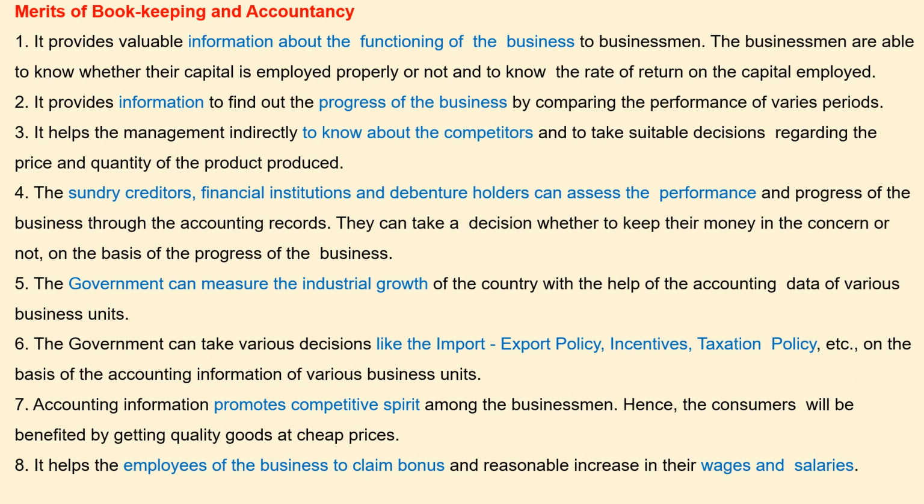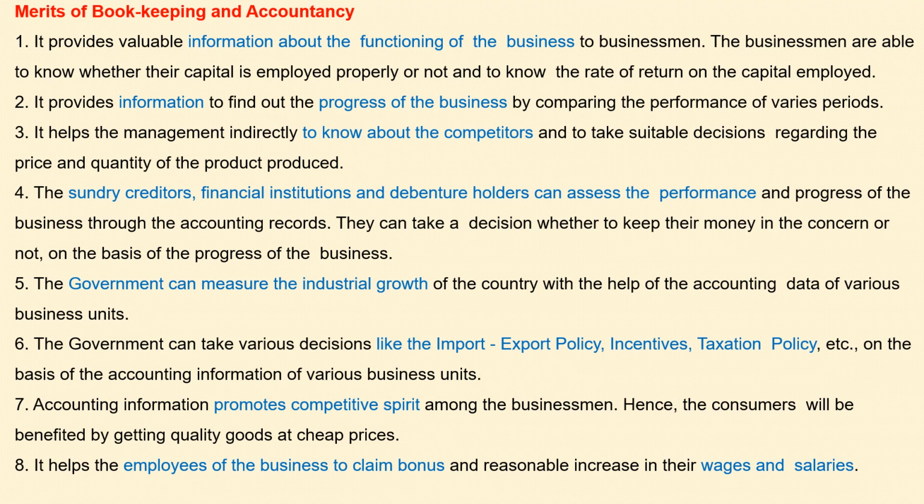Then, fifth one, the government can measure the industrial growth of the country with the help of accounting data of various business units. Sixth one, the government can take various decisions like the import-export policy, incentives, taxation policy, etc. on the basis of the accounting information of various business units.